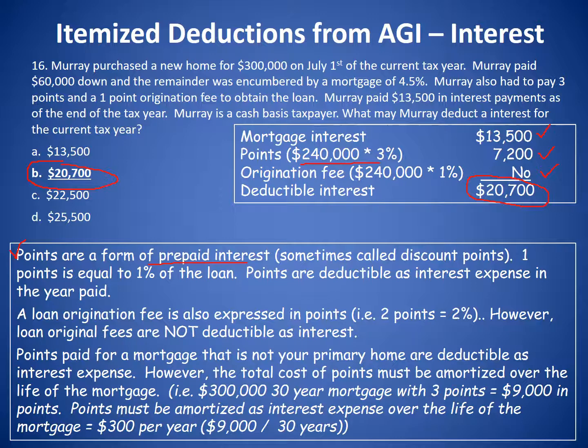Sometimes it's also called discount points. So you may see a question where it says they had to pay 3 discount points or simply 3 points. That is prepaid interest. Points are deductible as interest expense in the year that they're paid for a cash basis taxpayer. Okay, a loan origination fee is also expressed in points. As an example, 2 points equals 2%. However, loan origination fees are not deductible as interest.